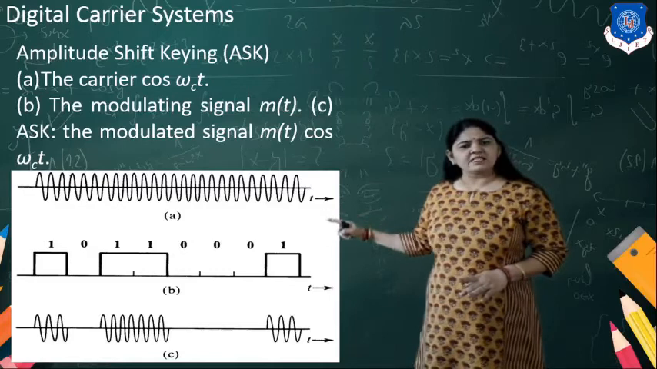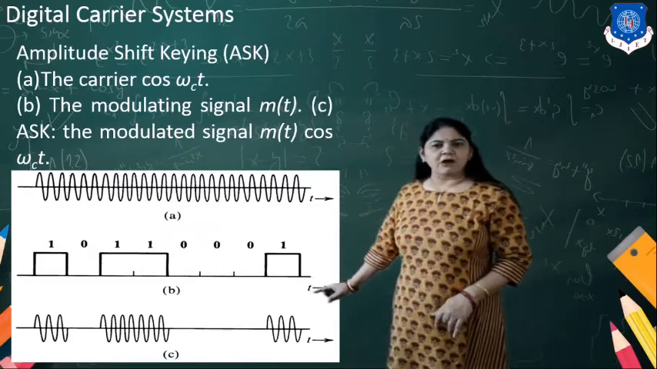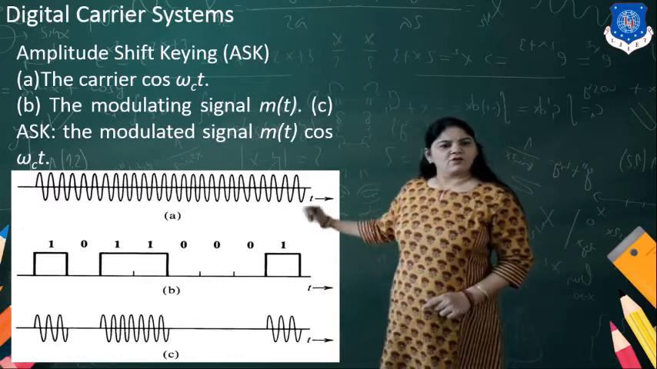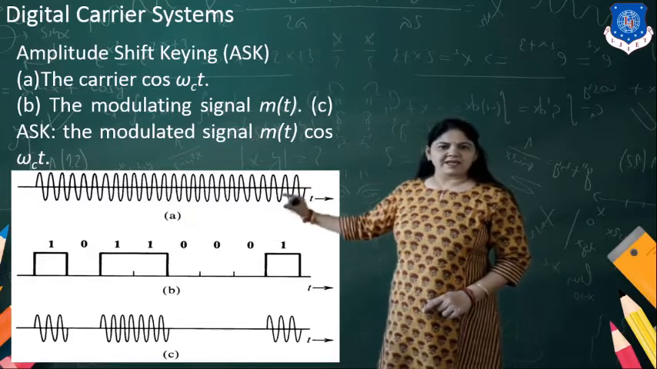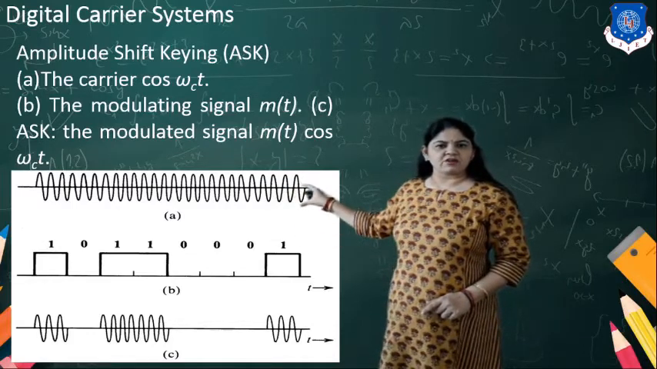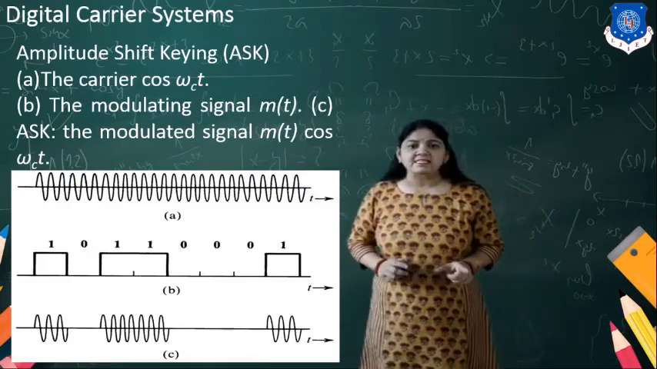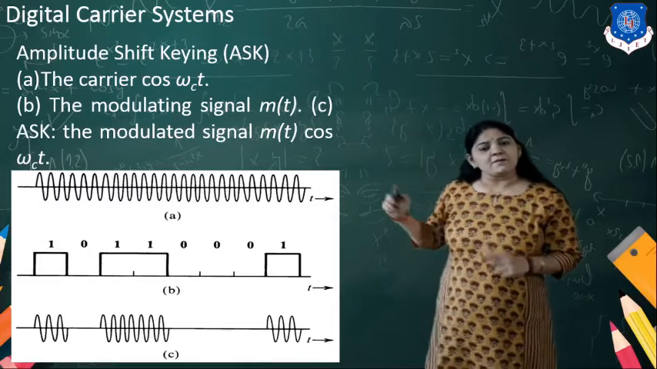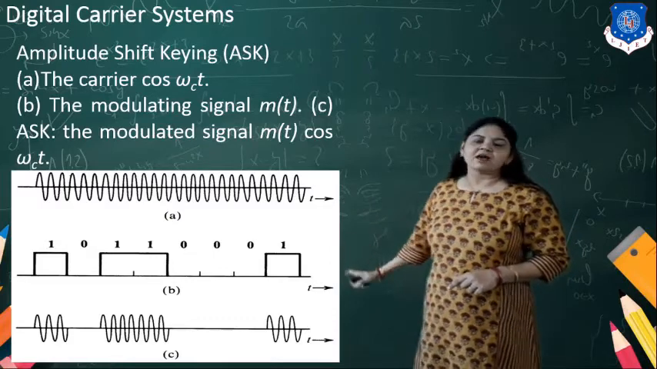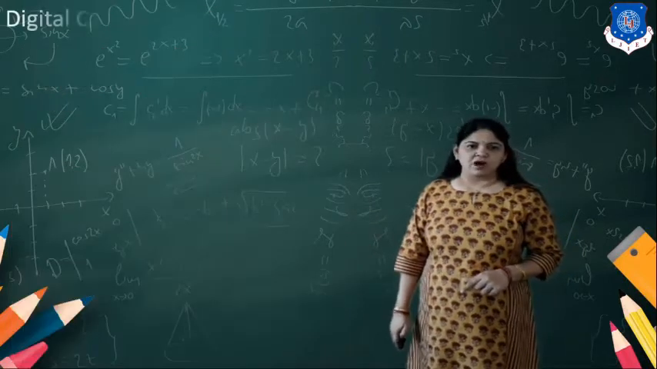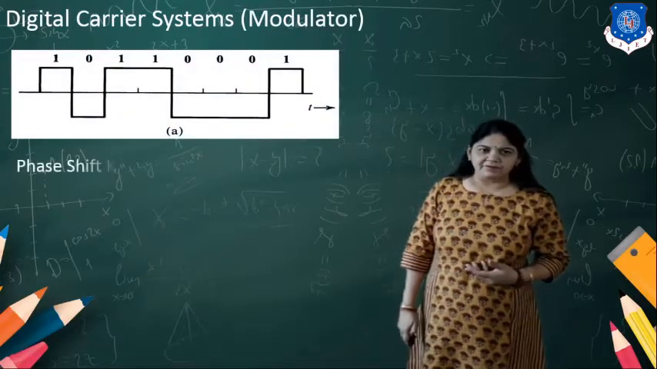So in the ASK signal, what do we have? We have the ASK output. For the 1, the amplitude of the carrier signal is at its maximum. For the 0, there is no output. So in the ASK, the 1 means the maximum amplitude of the carrier signal remains as it is, and for the 0, there is no output. So this is the way we have the ASK.